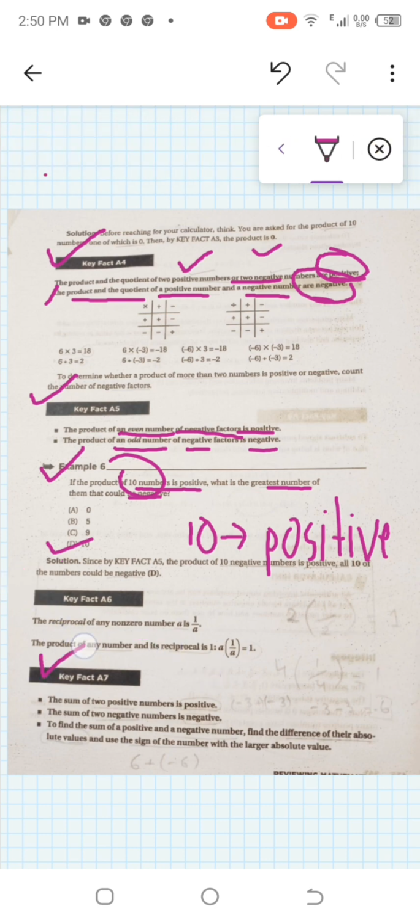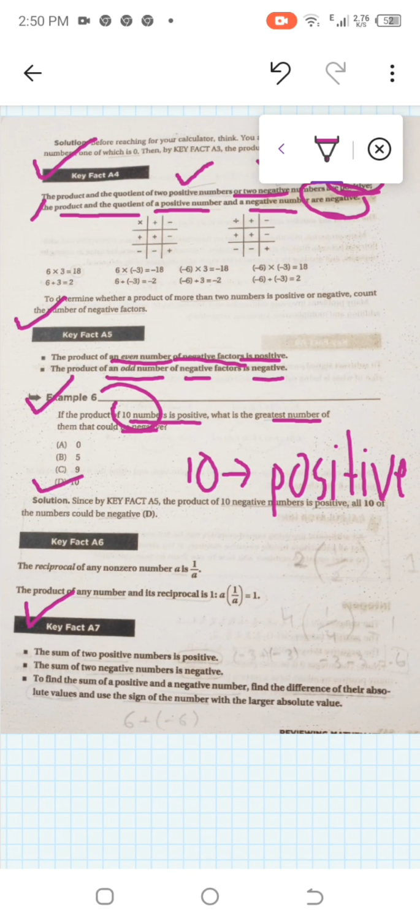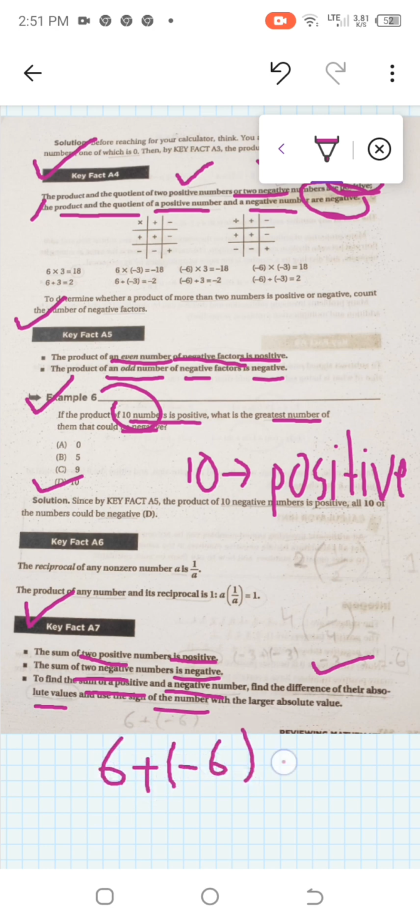मूविंग टूवर्ड्स की फैक्ट नंबर 7. फाइन. की फैक्ट नंबर A7. द सम ऑफ टू पॉजिटिव नंबर इज पॉजिटिव. दो पॉजिटिव नंबर का सम करोगे तो क्या आएगा, पॉजिटिव. दो नेगेटिव नंबर का सम करोगे तो नेगेटिव आएगा. टू फाइंड द सम ऑफ पॉजिटिव एंड नेगेटिव नंबर, फाइंड द डिफरेंस ऑफ देयर एब्सोल्यूट वैल्यूज एंड यूज द साइन ऑफ द नंबर विच इज लार्जर. अच्छा, बात कर रहे हैं कि अगर हमारे पास एक पॉजिटिव नंबर है और एक नेगेटिव नंबर है.